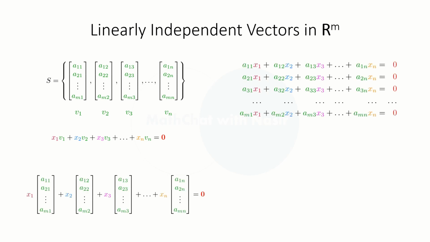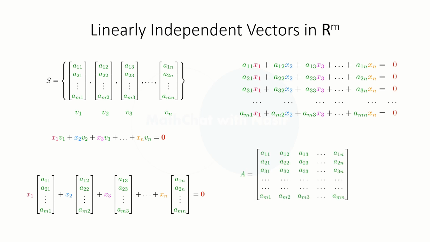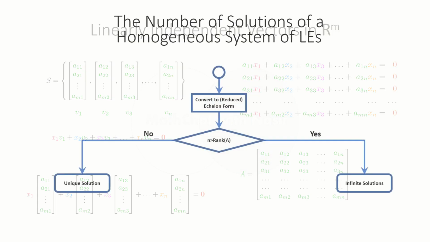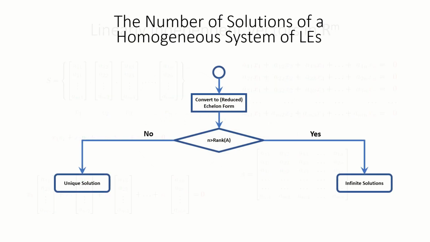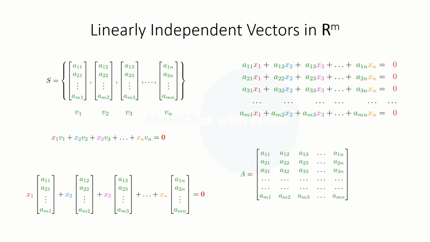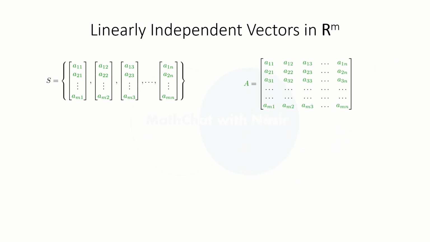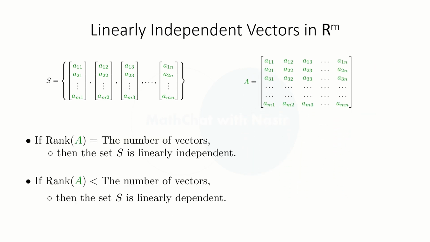This looks like solving a homogeneous system of m linear equations with n unknowns. If these equations have a unique solution, the set S is linearly independent. Otherwise, it is linearly dependent. Here is the coefficient matrix. We can determine the number of solutions using the method based on the rank of the coefficient matrix. If the number of unknowns is greater than the rank of A, then the equations have an infinite number of solutions. The number of unknowns is equal to the number of vectors. So, if the rank of A is equal to the number of vectors, the set S is linearly independent. Otherwise, if the rank of A is less than the number of vectors, the set S is linearly dependent.